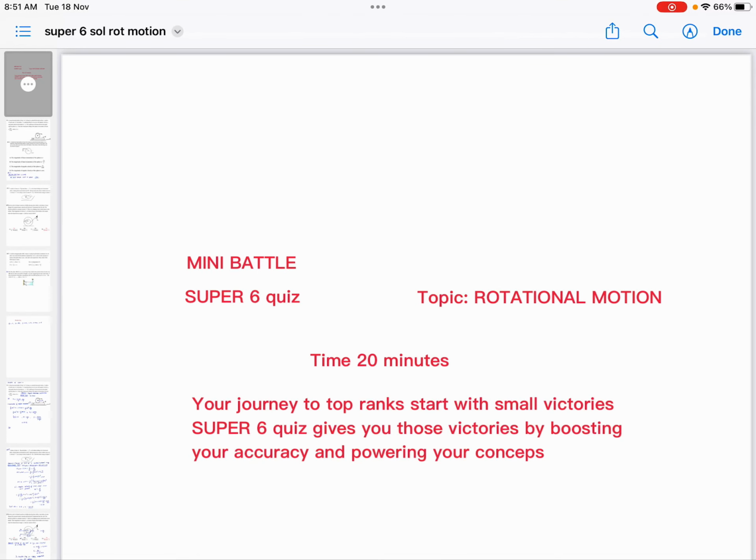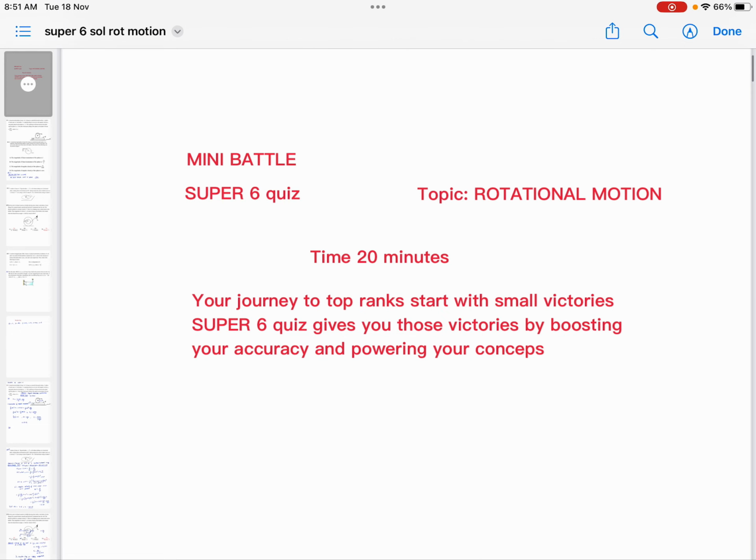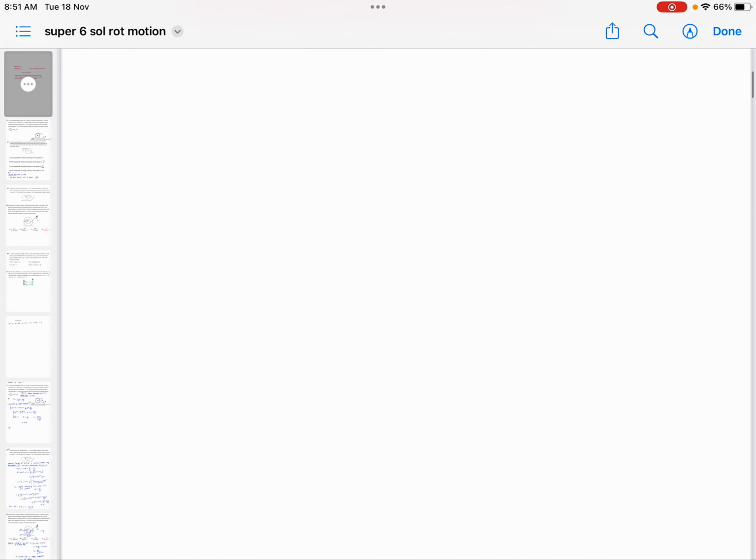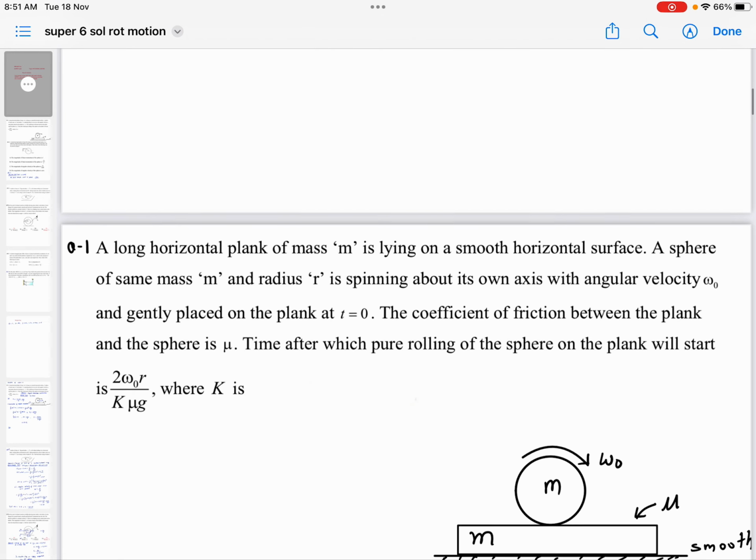Hello my dear students, let's see the detailed solution of Mini Battle Super 6 quiz, rotational motion, right? So all the questions were very important, beta, right? Let's see one by one.